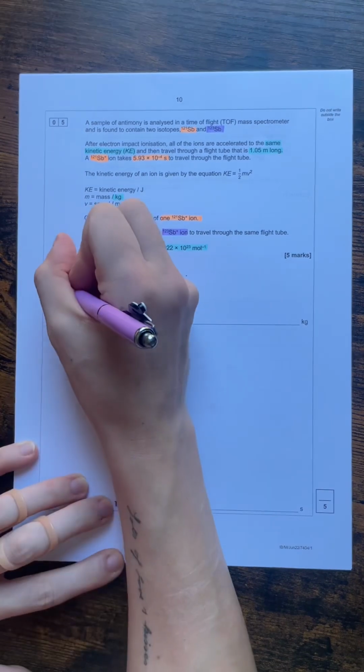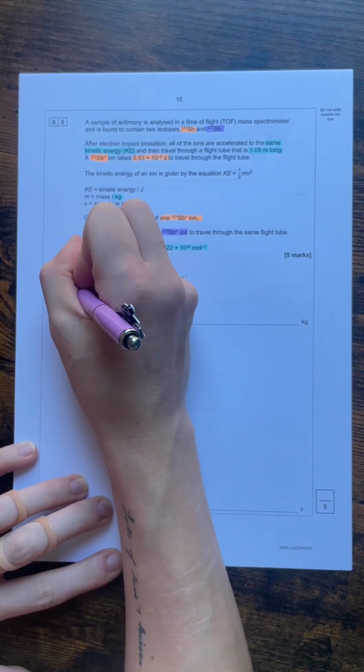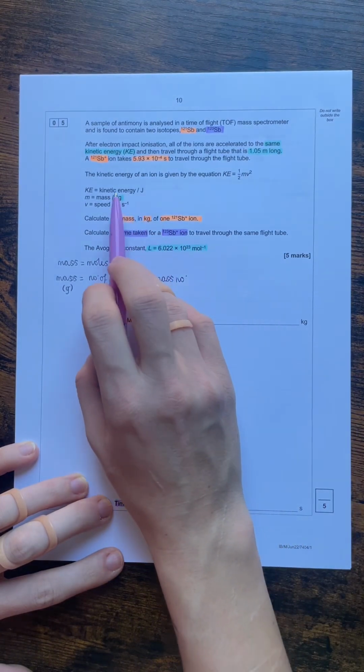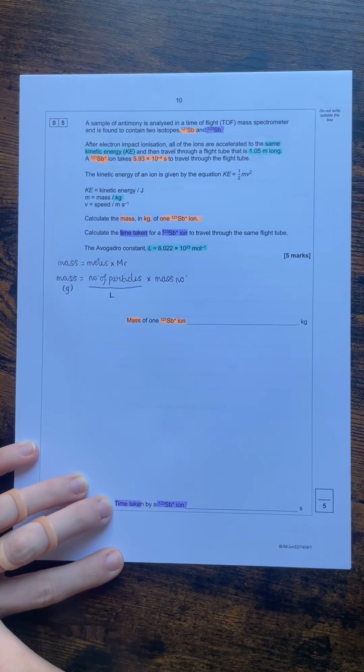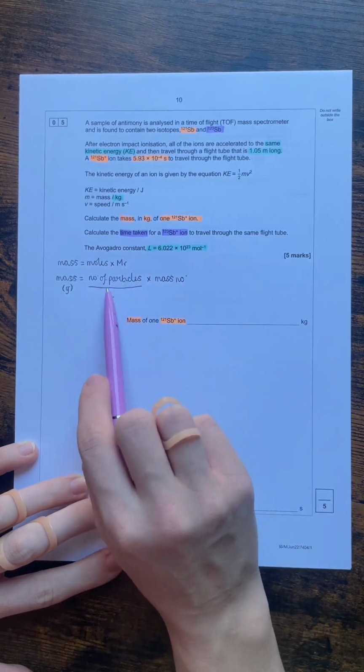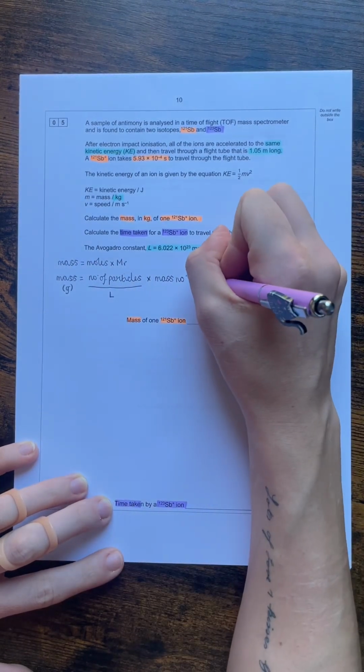That will give me the mass in grams. And as it's hinted at in 3 separate places, we need to get the mass into kilograms. So once I've got my mass in grams, I'm then going to divide it by 1,000. So it says calculate the mass of 1 ion. So we'll always be using 1 for our number of particles here.